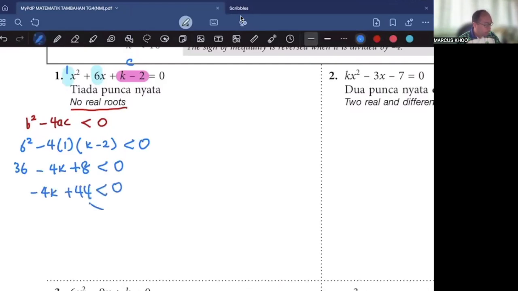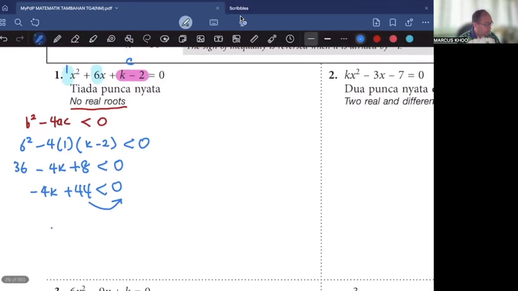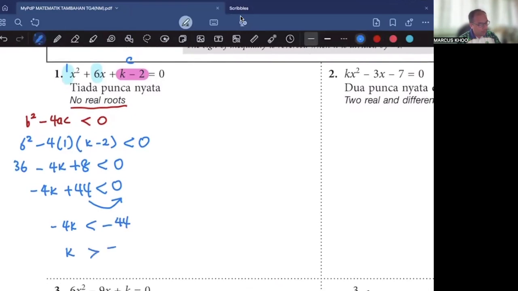I'm going to move the 44 across. Minus 4k less than negative 44. So k will be more than negative 44 over negative 4. k will be more than 11.